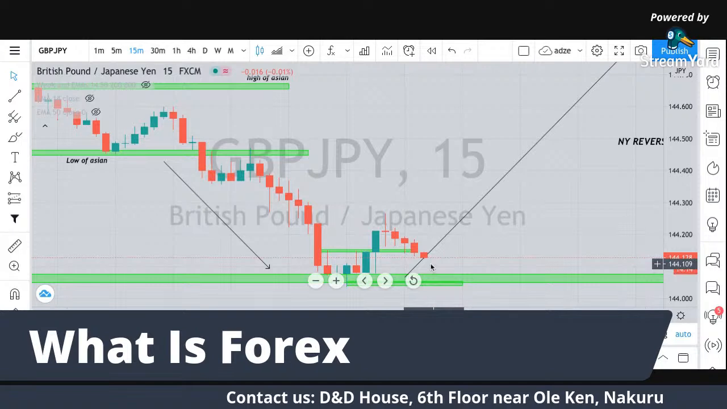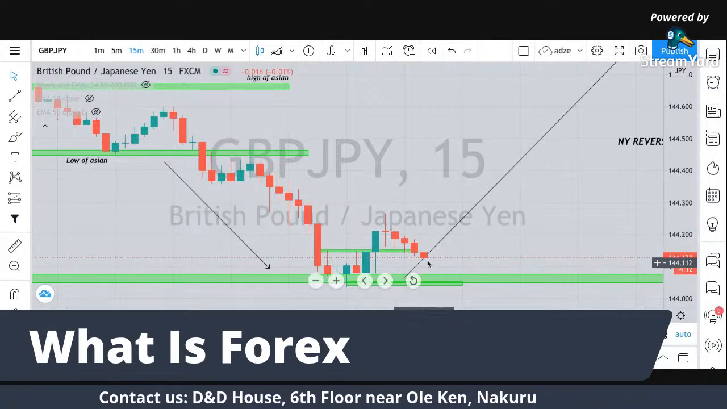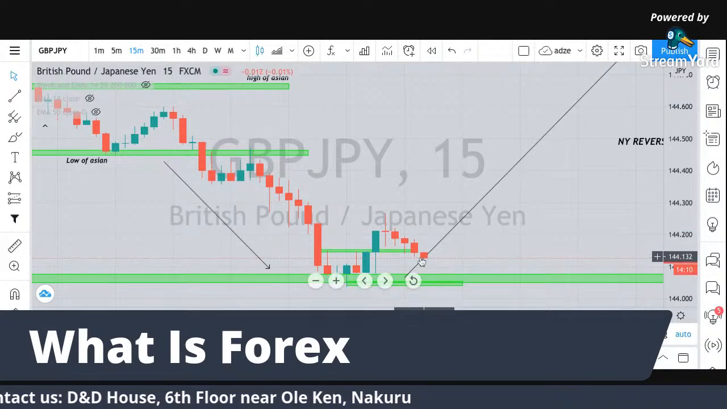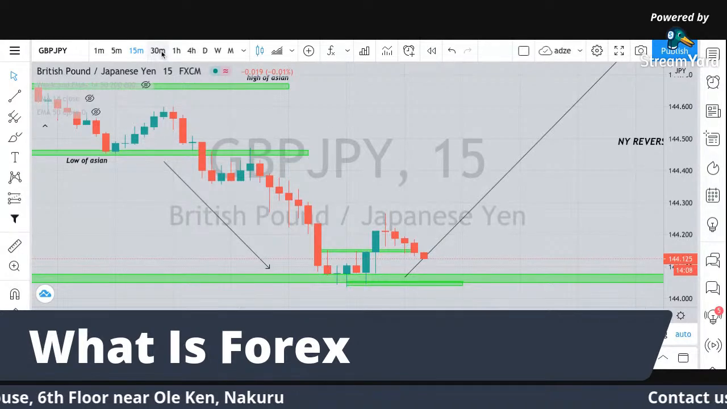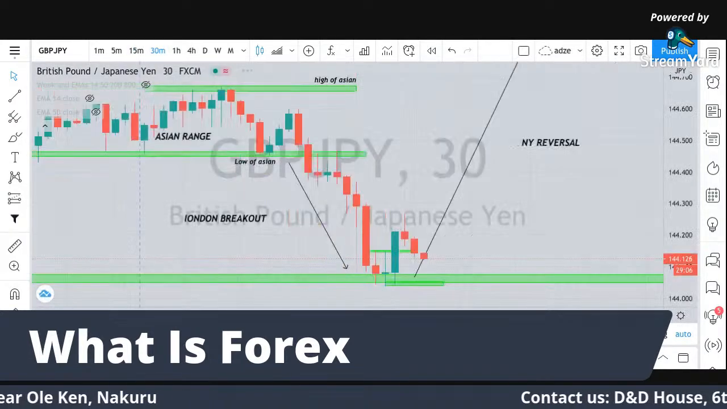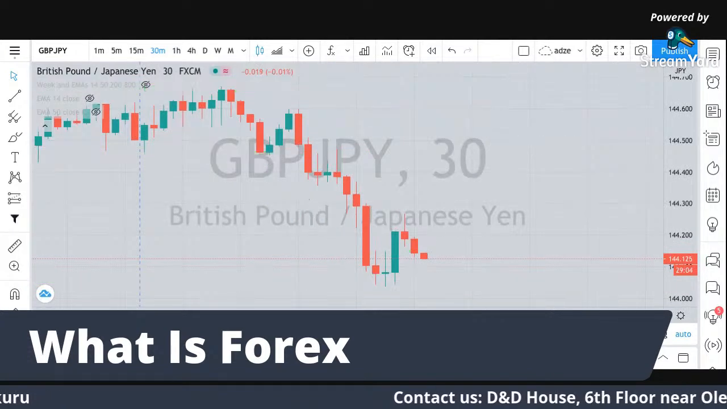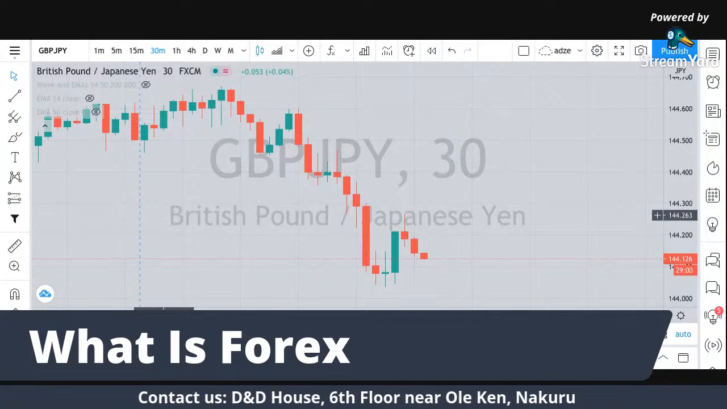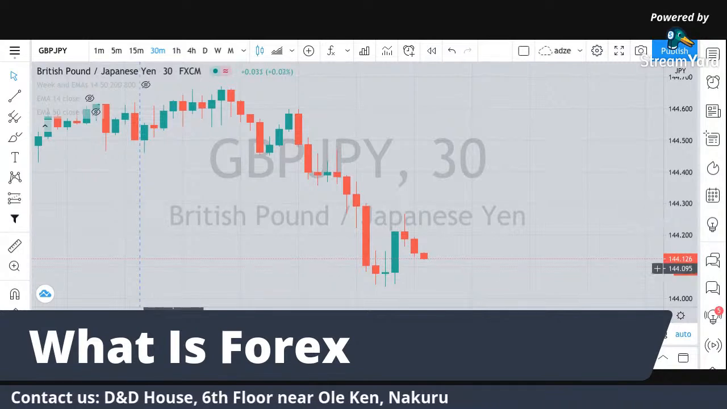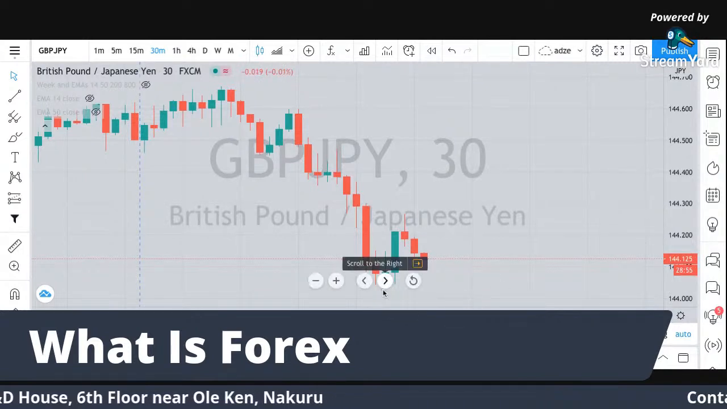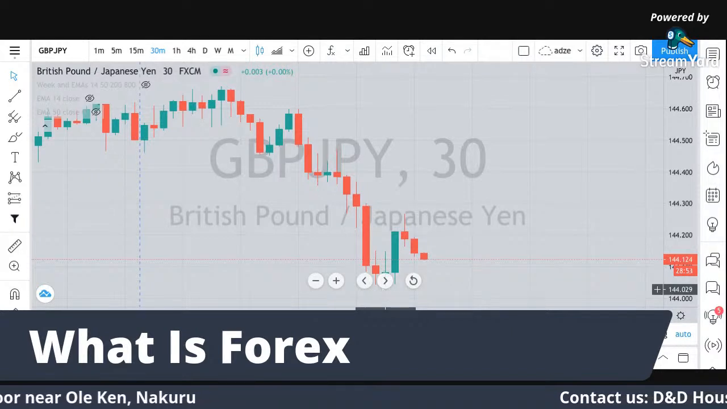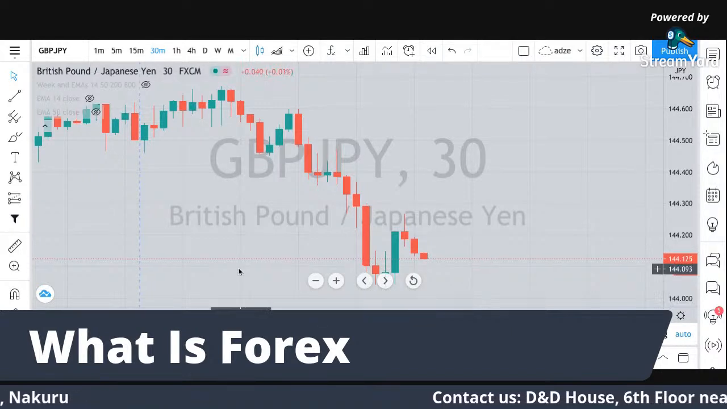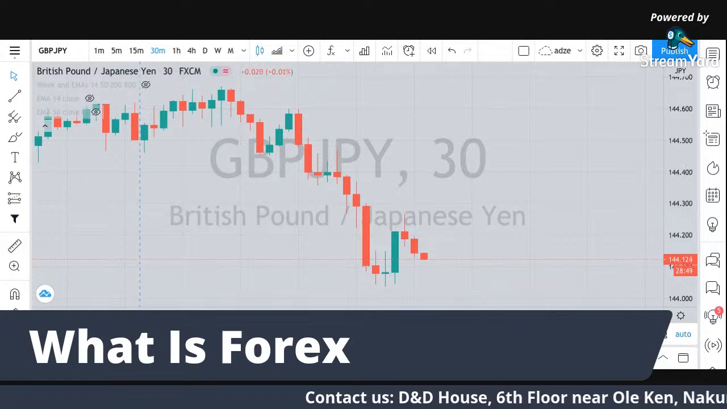Oh, price is broken. There's a new 15-minute candle and a new 30-minute candle. Wow. Price breaks the low of 144.0 by buyers.